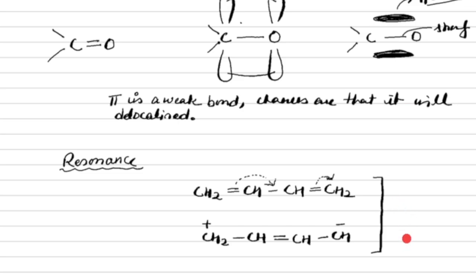Okay, resonance. And there is also one fancy word which we should know, which is conjugation. Conjugation, what does that mean? When we see alternate pi bonds, one after the other, we call that conjugation. Let's go through it.